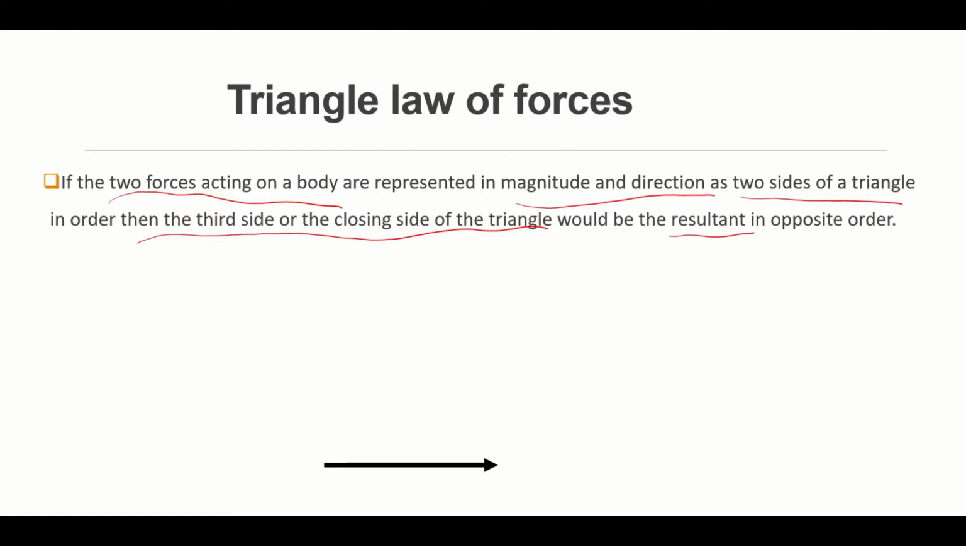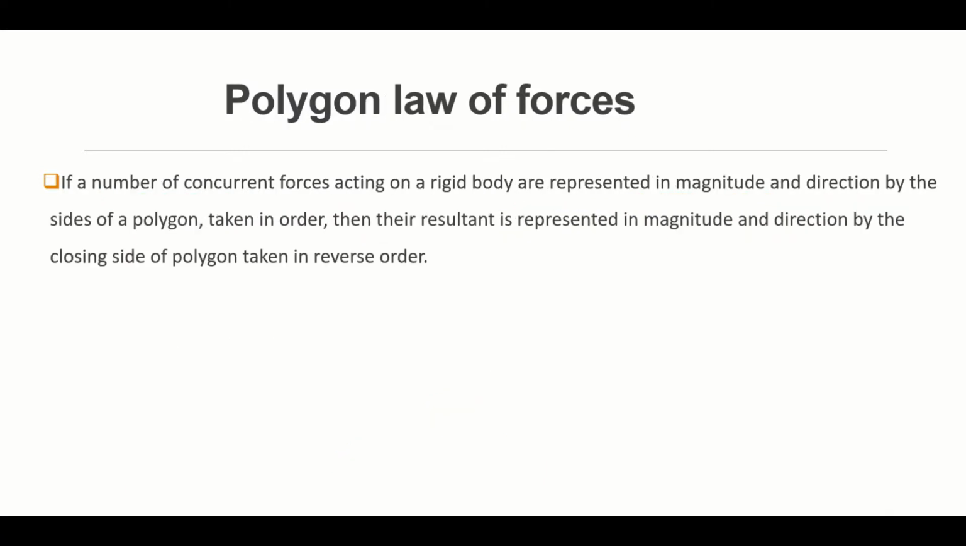നോക്കാതെ see, one force which is P and the second force which is Q can be represented as two sides of the triangle, then definitely the third side of the triangle will be the resultant. അപ്പോൾ എന്ത് ചെയ്യാൻ പറ്റും? Resultant force is the sum of the individual forces. ഇത്രയേ ഉള്ളൂ. Triangle law of forces R equal to P plus Q. Okay, this is triangle law of forces.